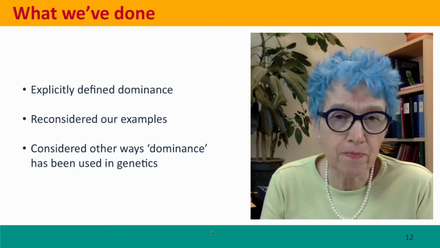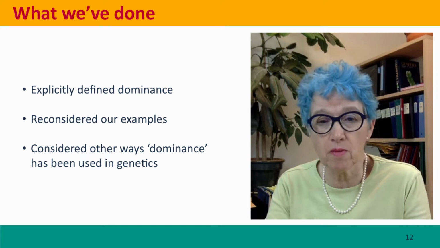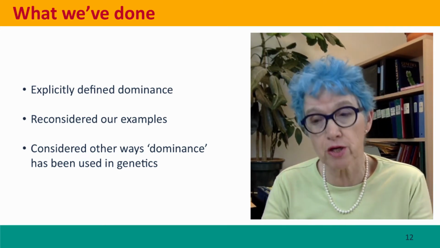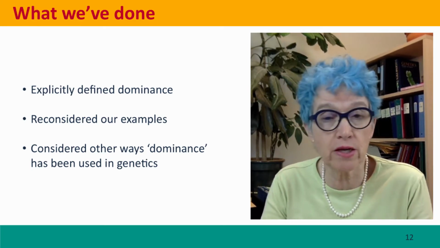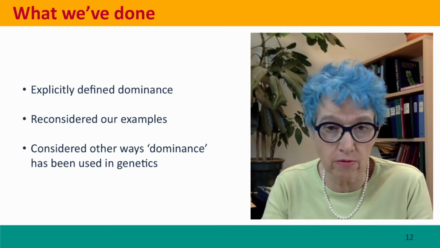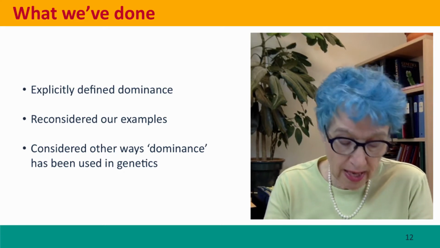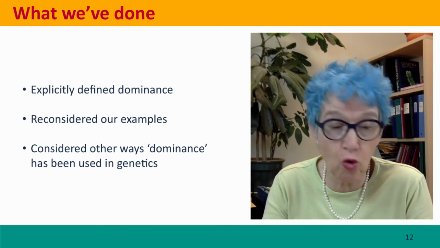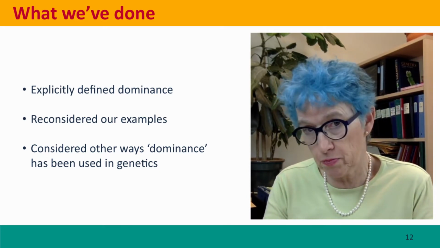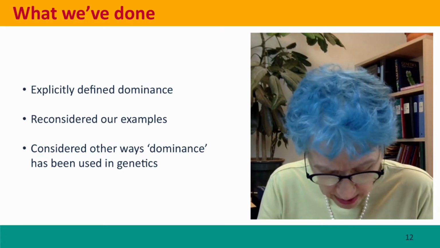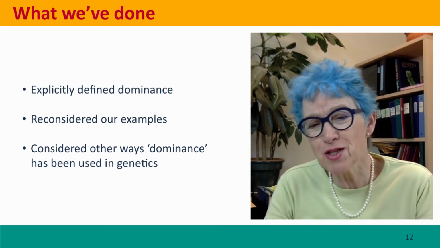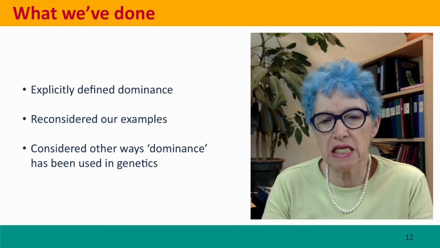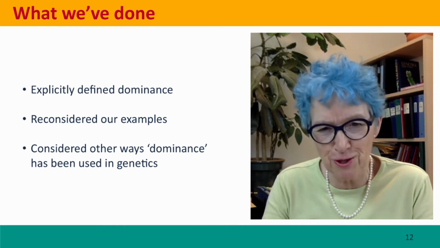So what we've done, we've explicitly defined dominance as a relationship between alleles, a particular relationship where the phenotype associated with only one of the two alleles is seen in the heterozygote. We've gone back and reconsidered our examples, applying the concept of dominance or of blending or of both phenotypes being seen to our examples. And we've considered other ways that geneticists have traditionally used the term dominance, and we've said, don't do this, it will just confuse you.